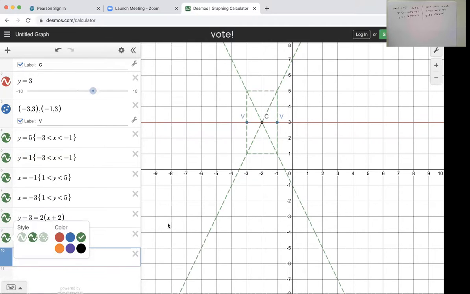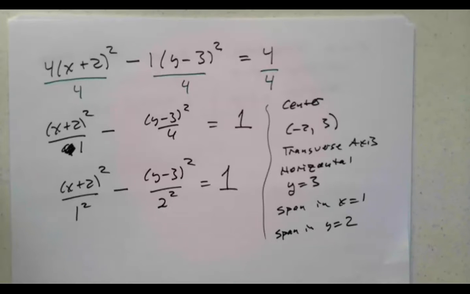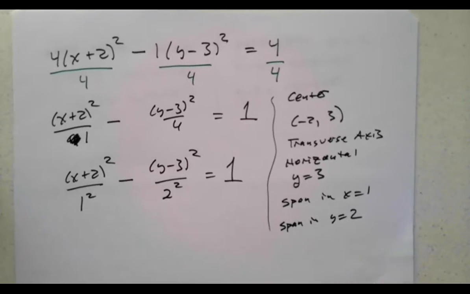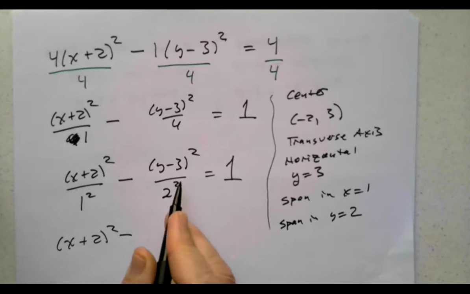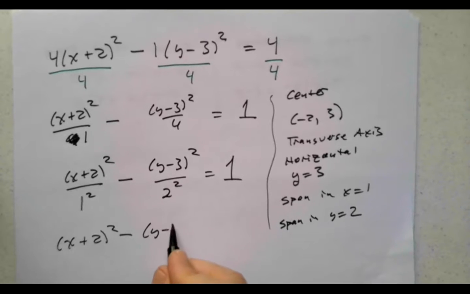And then finally, we're going to go ahead and graph our equation. Reminding you of what the equation was. Let's simplify it a little bit. The equation is x plus 2 squared over 1 squared, or x plus 2 squared, minus y minus 3 over 2 squared, or y minus 3 squared over 4, equals 1. That should be the equation of our hyperbola that we built for this problem.